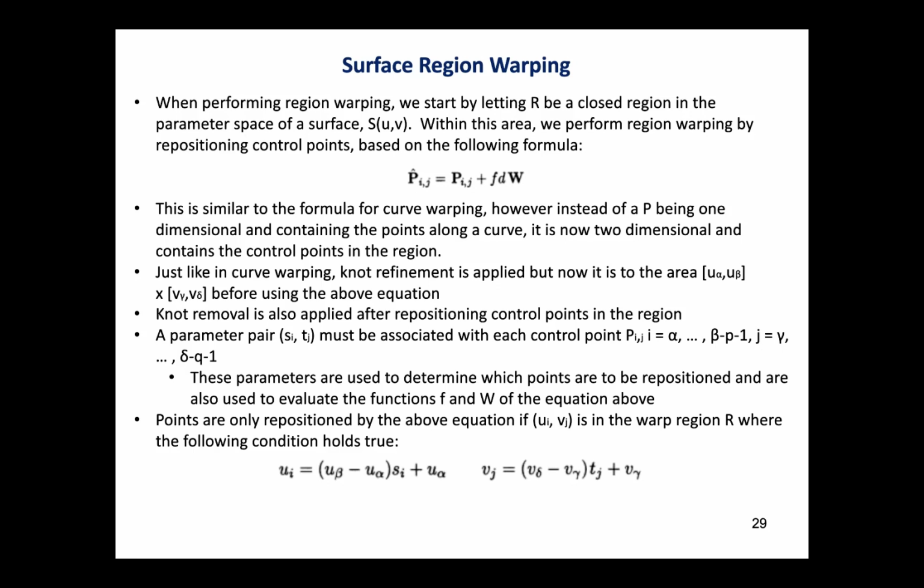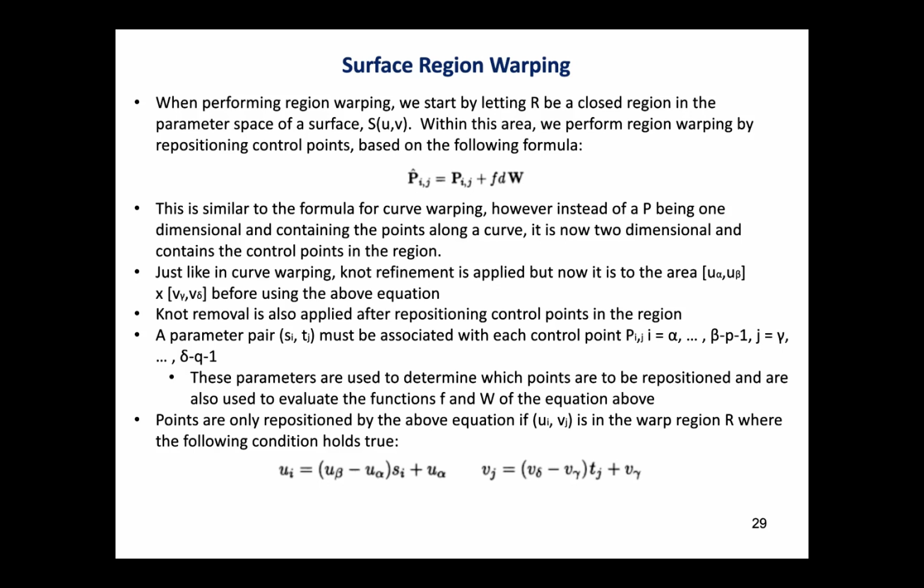However, instead of P being one-dimensional and containing the points along a curve, it is now two-dimensional and contains the control points in the region. Just like in curve warping, knot refinement is applied, but now it's to the area U sub alpha, U sub beta, by V sub gamma, V sub delta, before using the above equation. Knot removal is also applied after repositioning control points in the region.